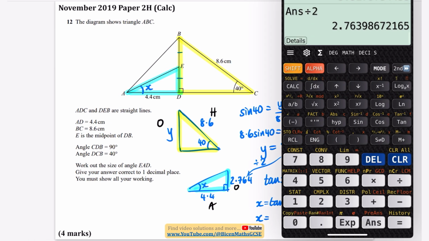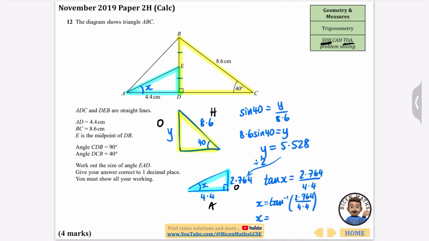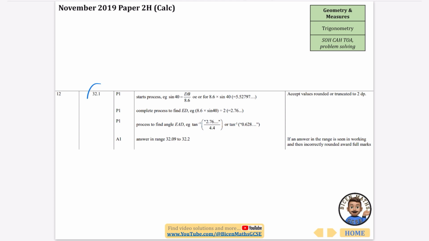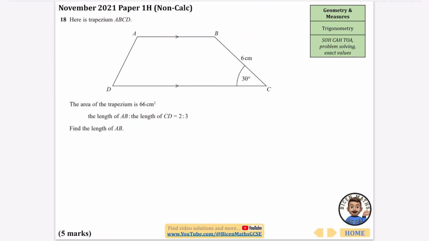So I'm going to do the inverse tan of, as a fraction, 2.764 all over 4.4, and to 1 decimal place, because we did enough decimal places earlier on, we've now got it as 32.1. So x is 32.1 degrees. Let's see if we have this one the same as them. There's 32.1 degrees, and if you want to, you can see the method, but hopefully my method will be clear enough for you to see how it's done.